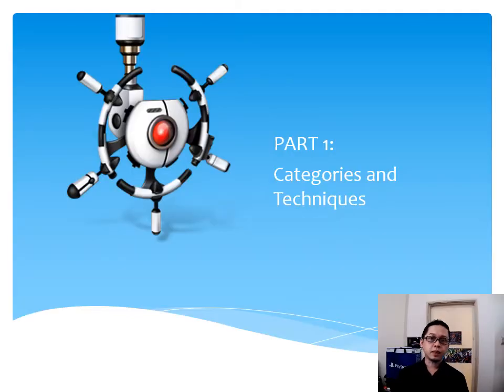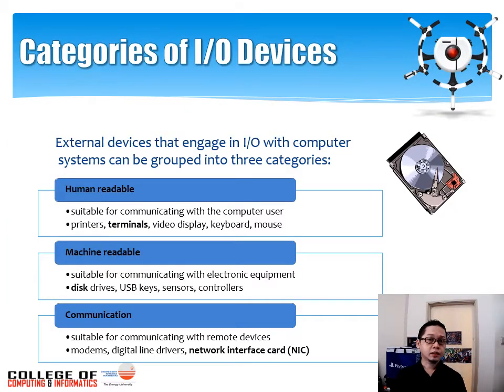For the first part, we are going to look at the categories of I/O devices and the techniques being used in managing I/O. Basically, I/O devices are the peripherals that you use between you and your computer to communicate and interact. For example, you use your mouse and keyboard to send whatever request you want to the computer. You use your keyboard to enter commands, and you use your mouse to point to the app icon that you want to start.